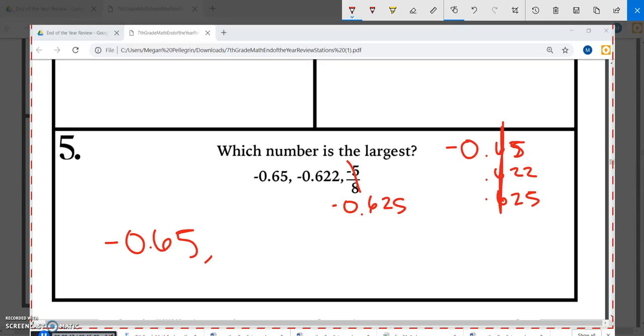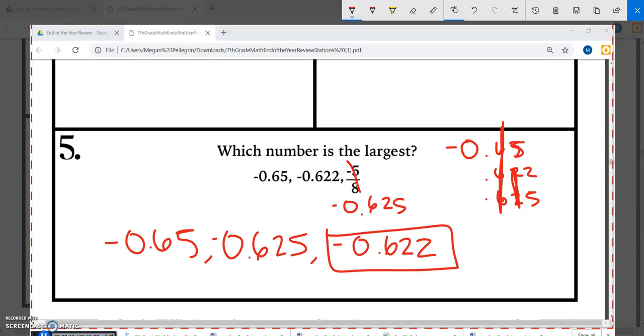Okay, so that one's the least value because it's further away from the 0. And then I'm looking at the 2 2's, and they're the same, so they don't help me any. Then I'm looking at the 2 and the 5, and the 5 is bigger, and so therefore, because it's a negative, negative 0.625 is the next smallest number. And then the largest number would be left to be 0.622. So this one is the largest number.